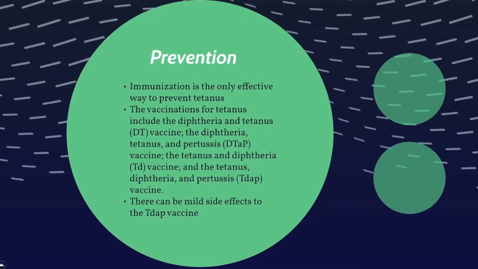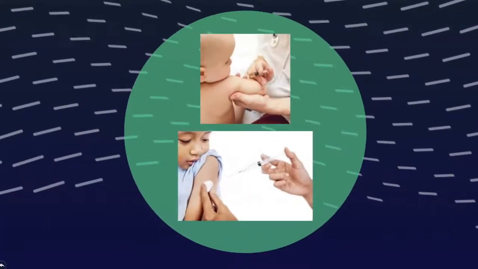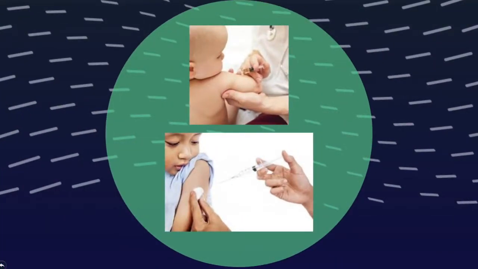Immunization is the only effective prevention of tetanus. The vaccinations for tetanus include the DT, DTaP, TD, and Tdap vaccine. Infants and young children under the age of 7 receive the DTaP or DT vaccinations. DTaP vaccinations are given at ages 2 months, 4 months, 6 months, 15 to 18 months, and then again at 4 to 6 years. Preteens should get 1 dose of the Tdap vaccine to boost their immunity between 11 to 12 years of age. Older children and adults receive Tdap and TD.